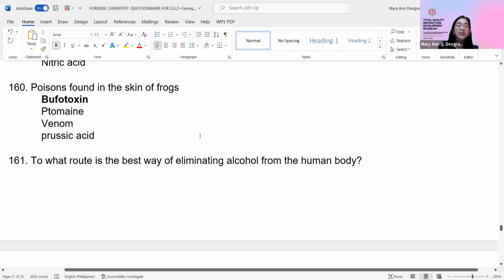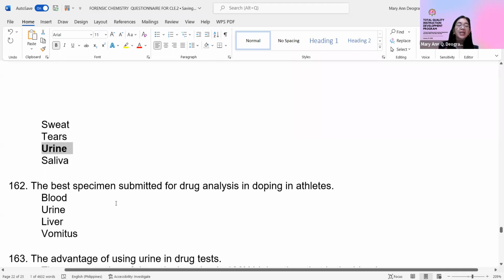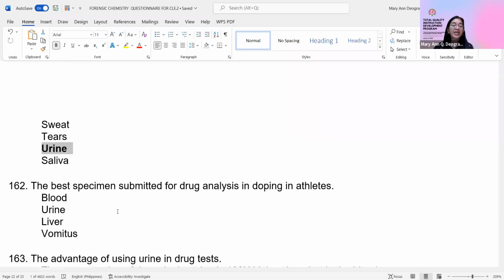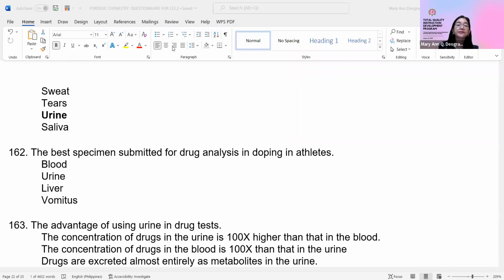So, to what route is the best way of eliminating alcohol from the body? Okay, pabigay ng question. So, it's the urine. The best specimen submitted for drug analysis in doping in athletes. Is it blood, urine, liver, vomitus? Tanggalin na natin liver. Athlete yan. Which is the answer? Is it blood or urine? Alright, urine. Hindi pwedeng blood kasi hindi mo pwedeng bawasan ng blood din yan. Athlete yan eh. So it's the urine.